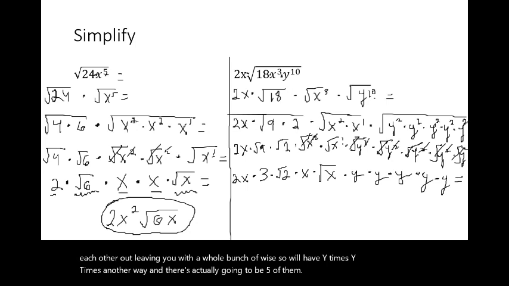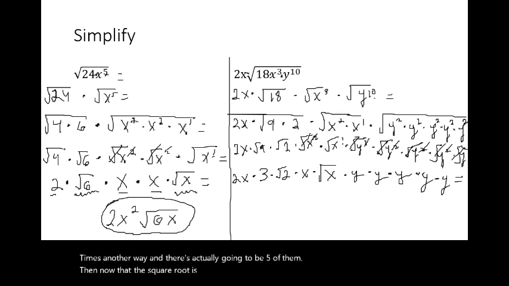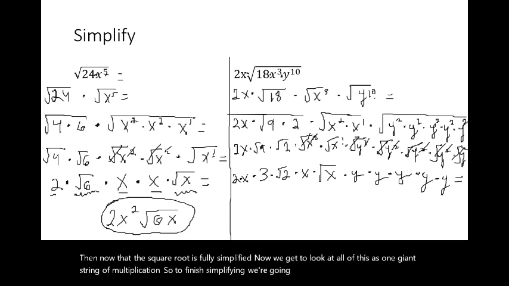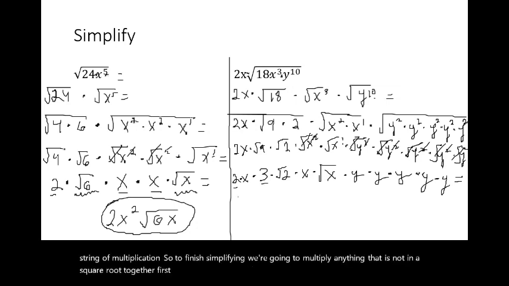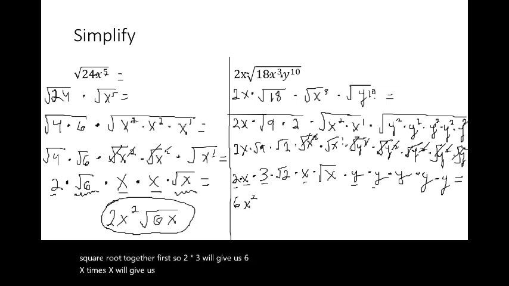Now that the square root is fully simplified, now we get to look at all of this as one giant string of multiplication. So to finish simplifying, we're going to multiply anything that is not in a square root together first. So 2 times 3 will give us 6. X times x will give us x squared. And then y times itself 5 times will give us y to the 5th.